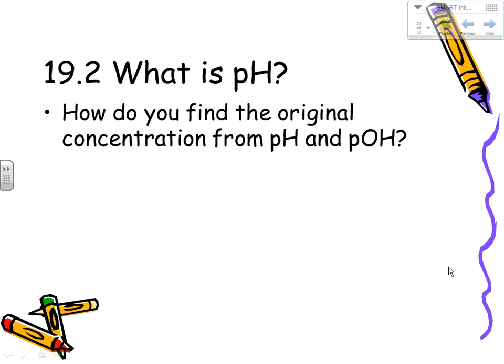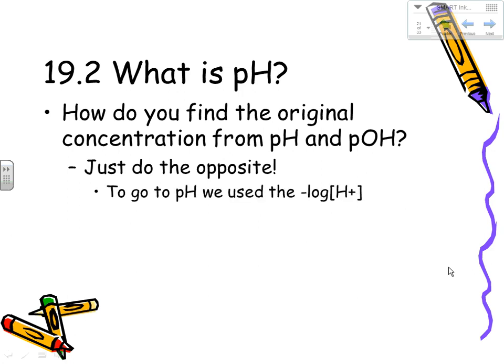Now, how do you find the original concentration if you're given a pH or a pOH? So we've talked about how to go from one concentration to the other. We've talked about how to go from either concentration to a p-value. But what if I know what the pH is and I want to get back to my original concentration? Well, there's got to be a way to do this. And since we're talking about doing the opposite, that must mean we're going to do mathematically the opposite.